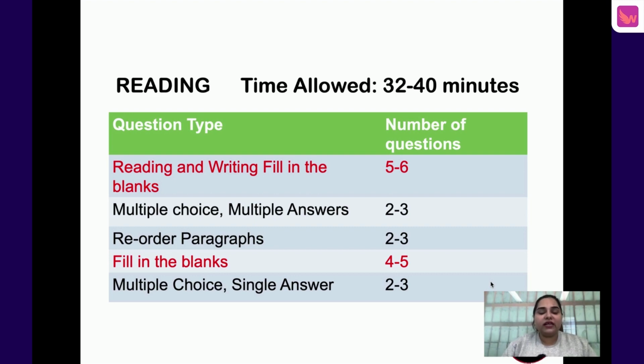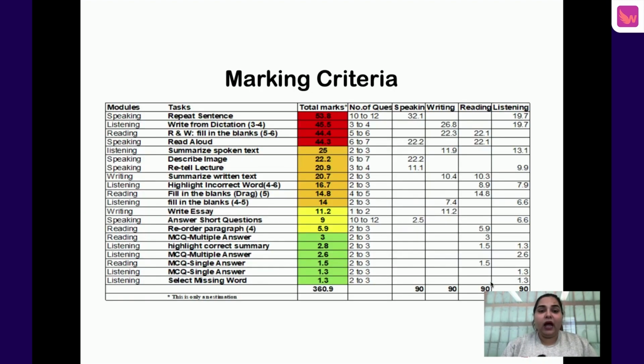So we will definitely keep ample time for reading and writing fill in the blanks and reading fill in the blanks, because they are among the important questions. I recommend normally 2 to 3 minutes to do one question of each kind in your reading fill in the blanks. Now, as I said, they are very important questions. Let's see what's the reason for that.